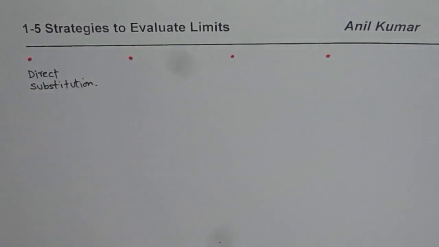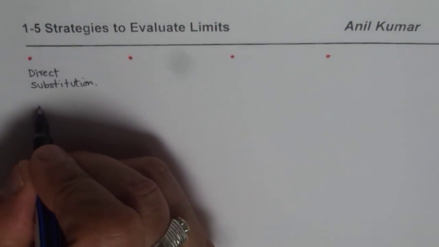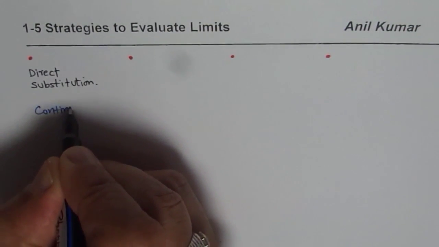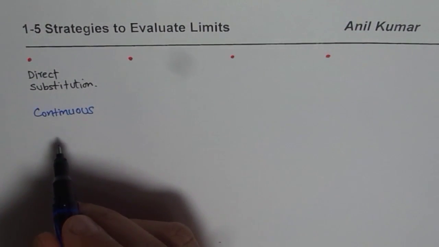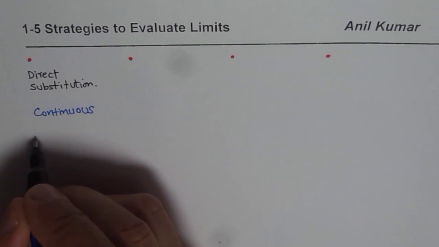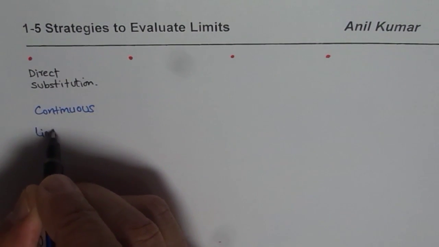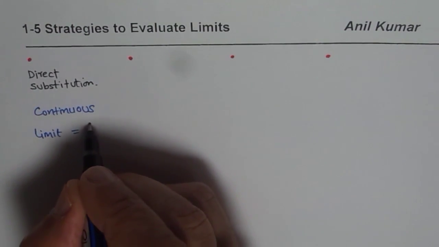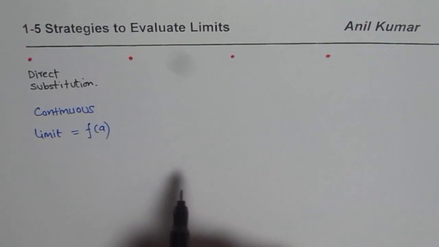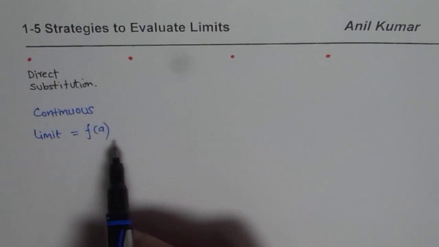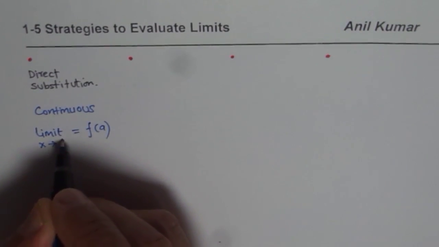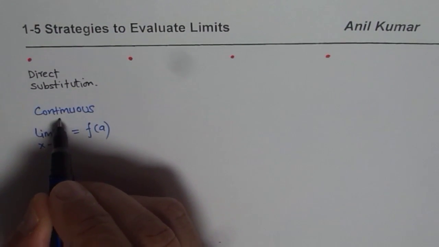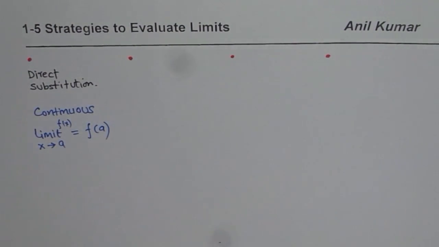Now this strategy really works when the function is continuous, right? So it works in continuous functions. Now whenever you do direct substitution, at that time what you notice is that the limit is equal to the value of the function at a. So what we are considering basically is limit of the function as it approaches a. So limit when x approaches a for a function f of x is equal to f of a whenever you do direct substitution.